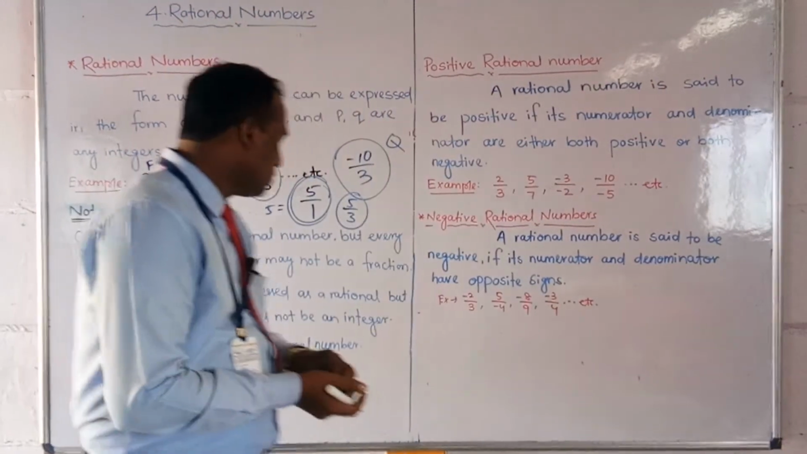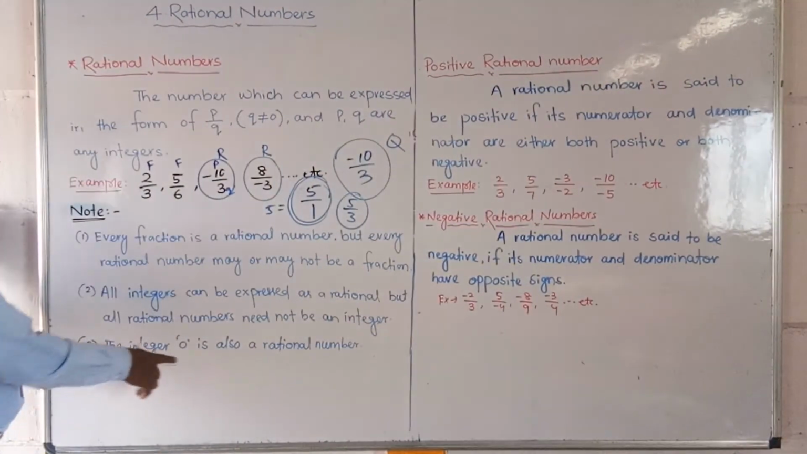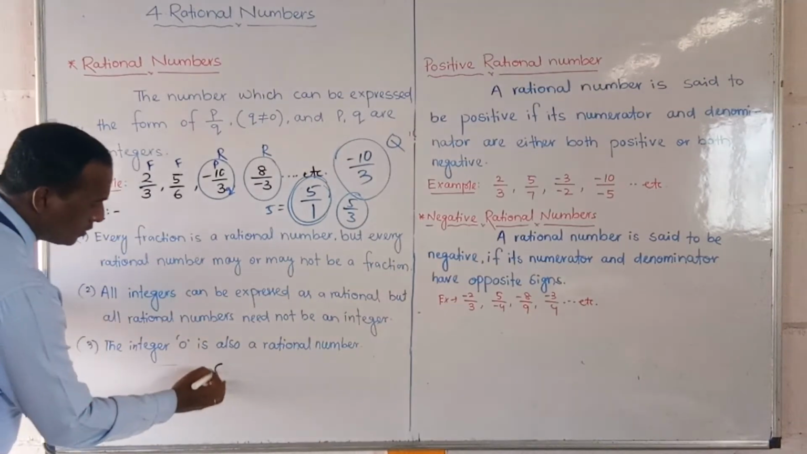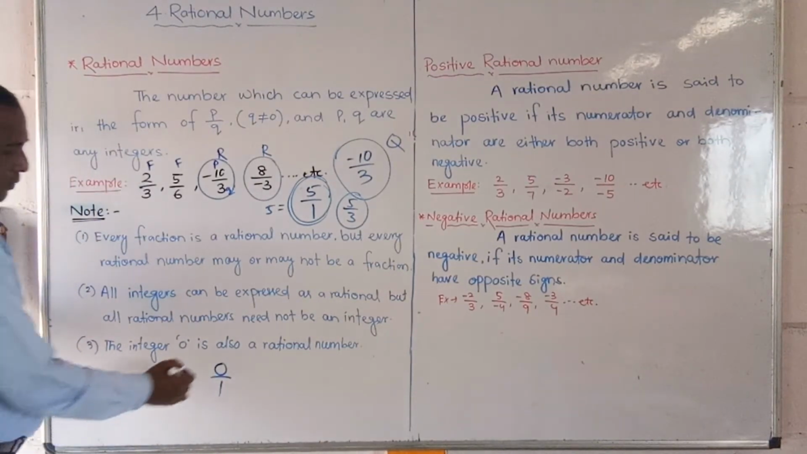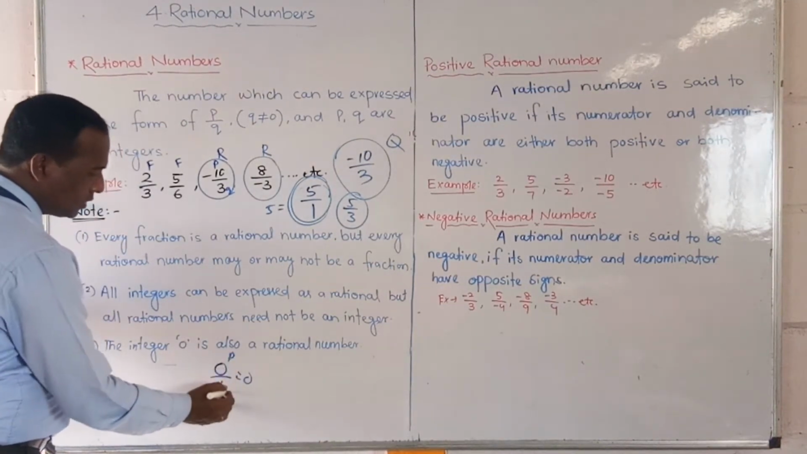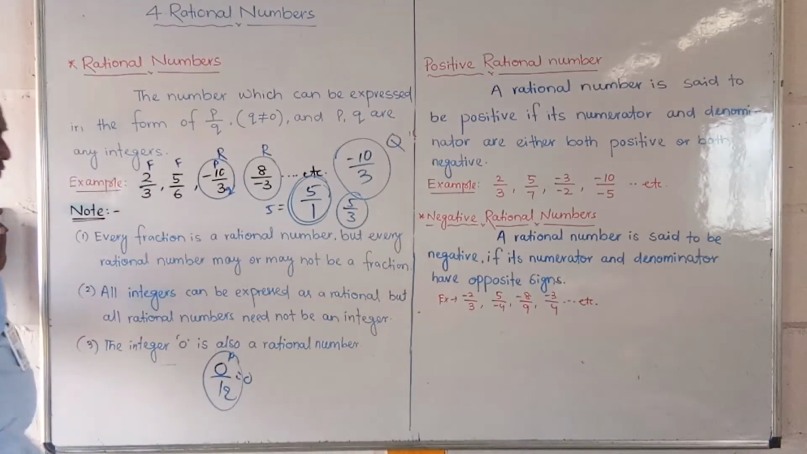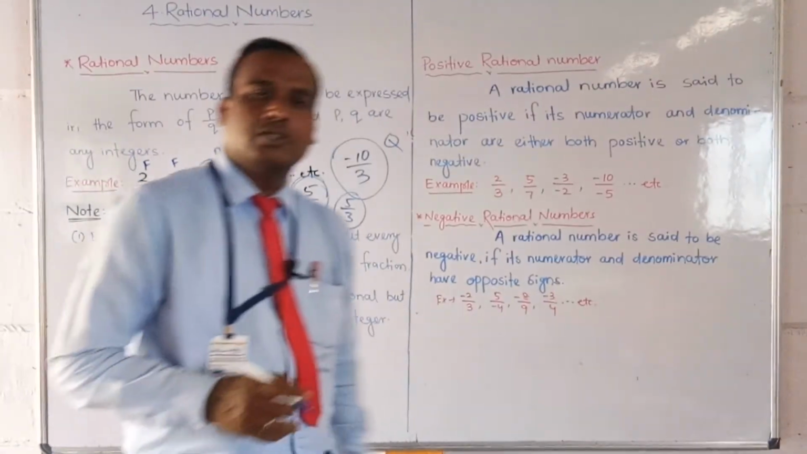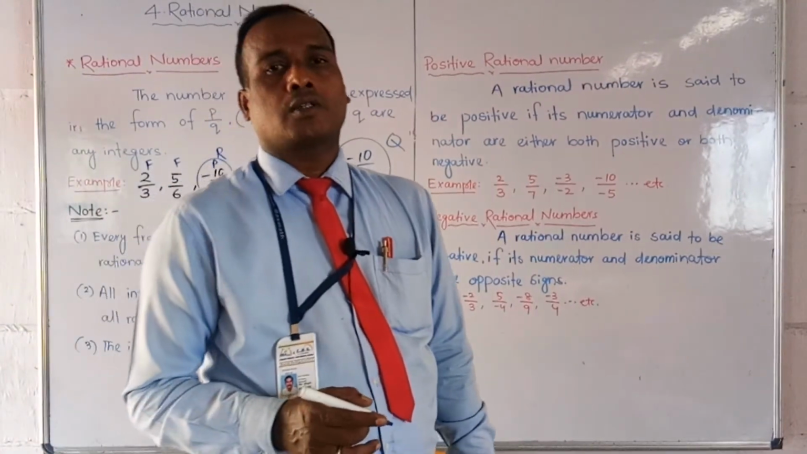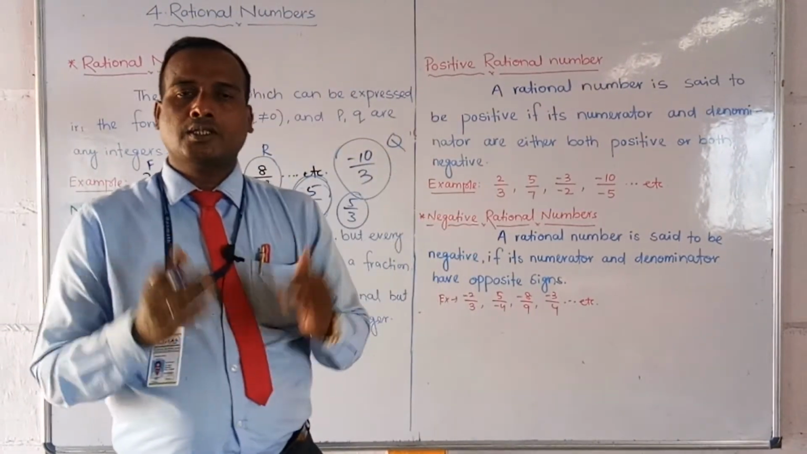Suppose 0 is also an integer, but it is also a rational number. How? 0 by 1. 0 by 1 is equal to 0. So this is the p value, this is the q value. So we have written it in p by q form. So hence 0 is also a rational number. Okay students, did you understand that?